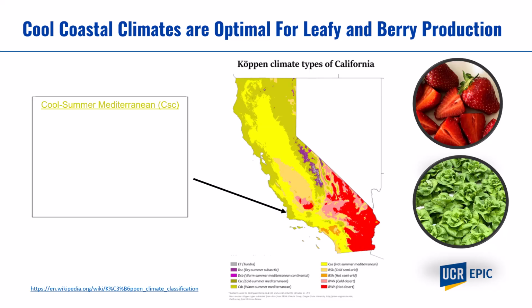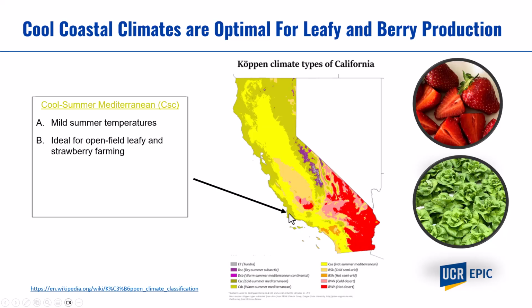Okay. So it's an interesting description. I think it's actually quite useful when you think about it. Cool summer Mediterranean. So what this simply means is mild summer temperatures, and we'll go into more detail as to what that means. But think of Palm Springs versus San Diego in the summer. Huge temperature difference, right? Those are cool summer Mediterranean climates here along the coast.